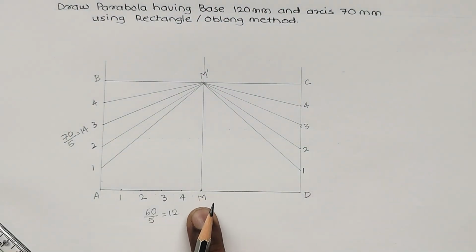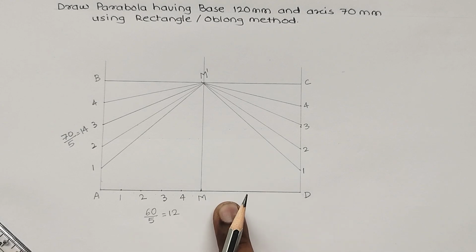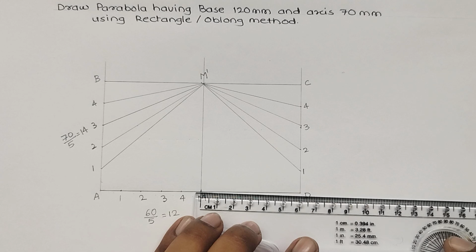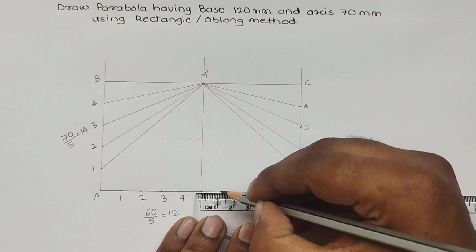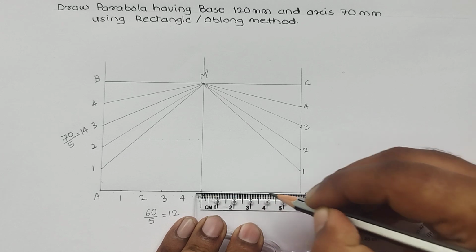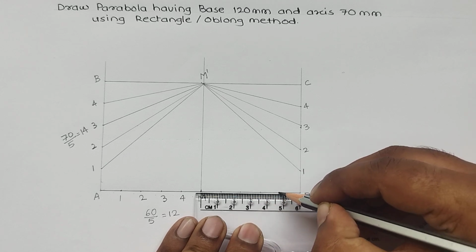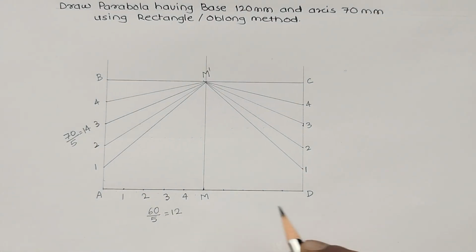Now MD, which is the remaining half part, I have to divide again into 5 equal parts. Since it is 60 mm, it is 12 mm each part. So I have to name it from point D. From the corner itself you have to name it.